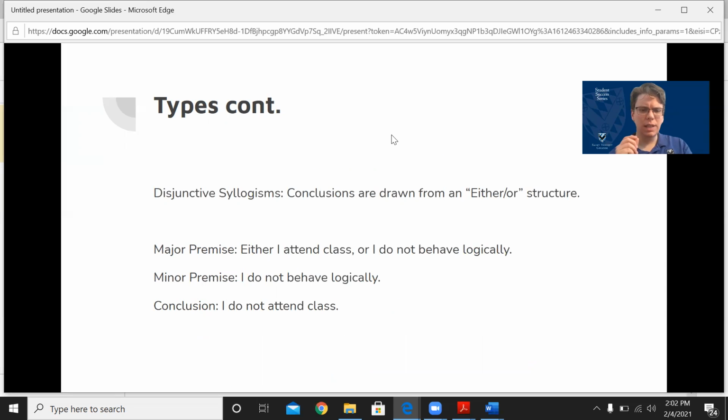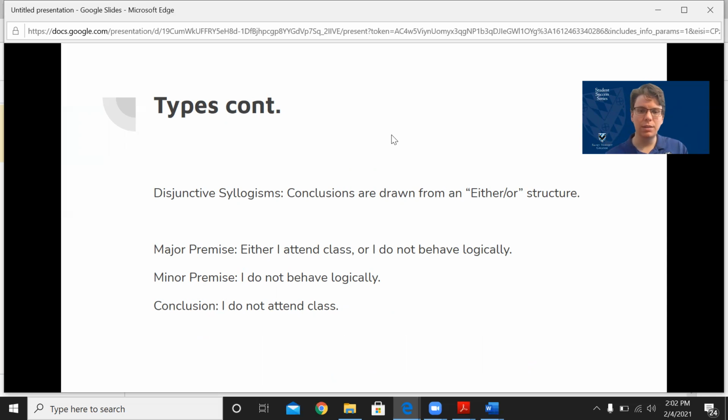The third type of syllogism is the disjunctive syllogism, which is a fancy word for an either-or statement. The example here that we see is: either I attend class or I do not behave logically. Again, we're setting up a condition. Minor premise: I do not behave logically. Now we have satisfied part of those conditions, and so we can draw a conclusion. Because I do not behave logically, I therefore do not attend class.